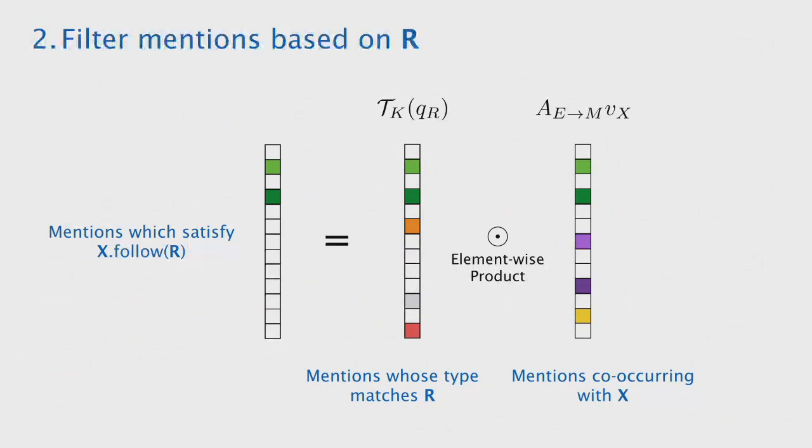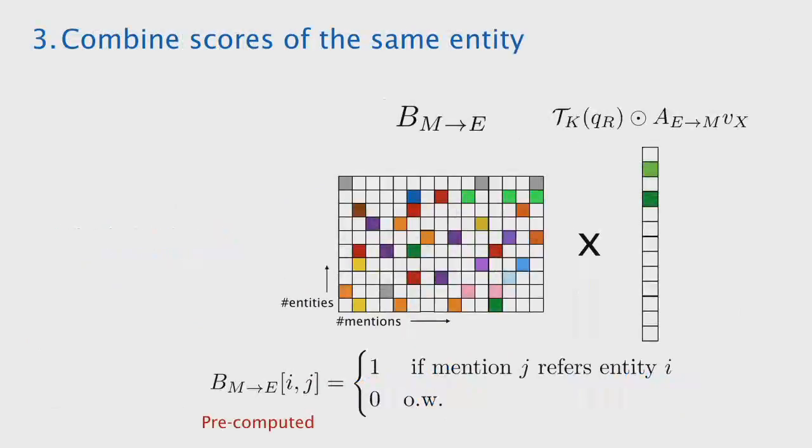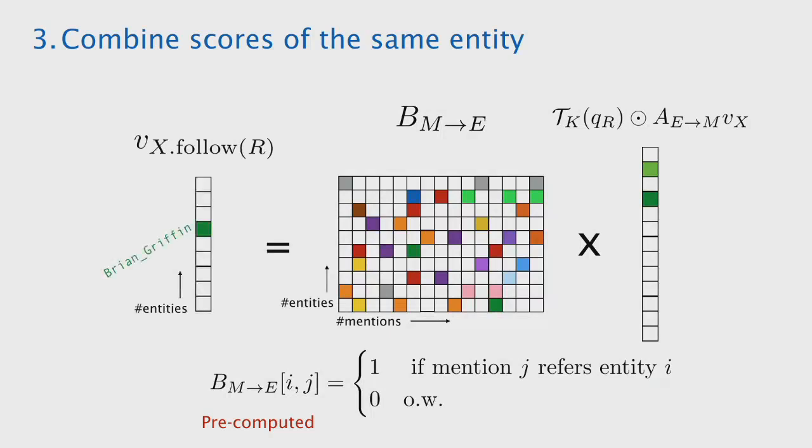So we can do that using an element-wise product between these 2 sparse vectors, and we end up with another sparse vector of mentions which satisfy this x.follow R operation. And lastly, at the mention level, we want to aggregate scores of all the different mentions of the same entity. So what we're going to do is multiply it with another sparse matrix, which now encodes co-reference. So every row here are all the different mentions of the same entity. And at the output, we're going to get exactly the set of entities which satisfy x.follow R.